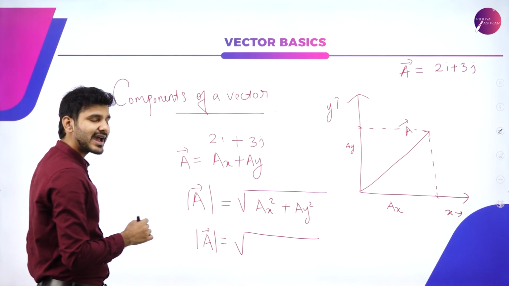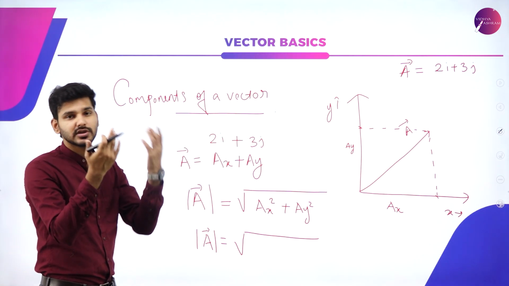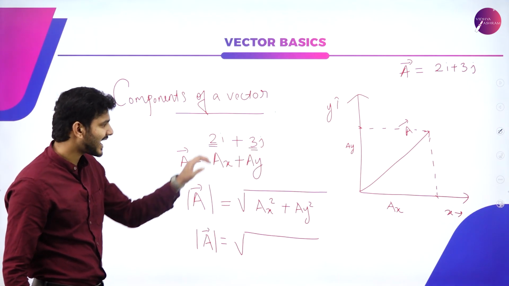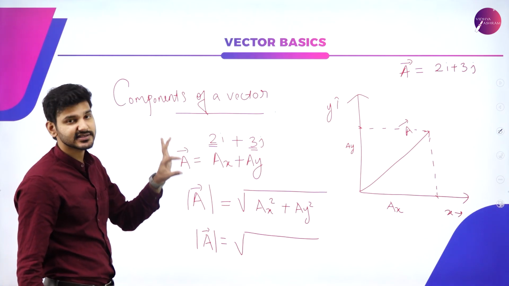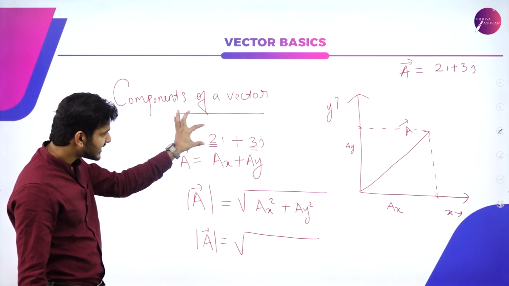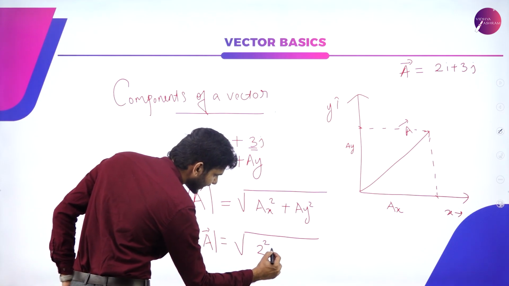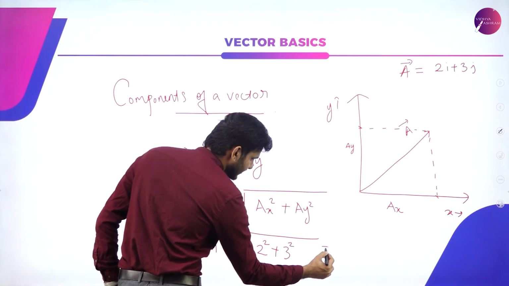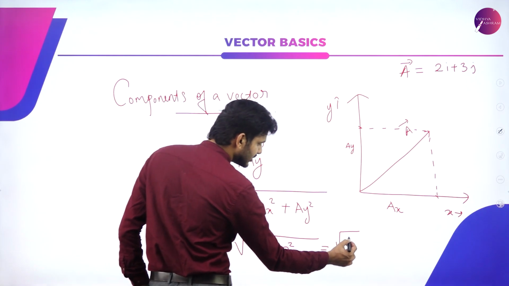You don't have to worry about i, because when squared it will be equal to 1, and j dot j is also equal to 1. You just have to take the particular number that is assigned. So if it is just i, it means 1 into i. And 2i, just take 2. So it will be 2 square plus 3 square, which is equal to root of 4 plus 9, that is root 13.